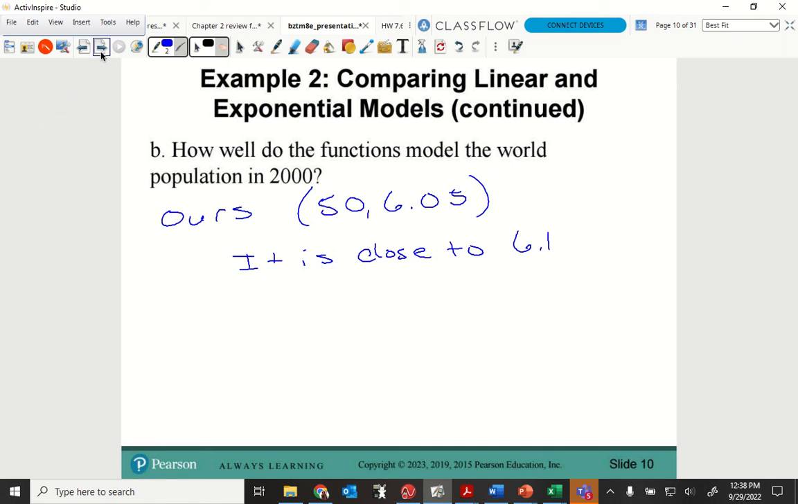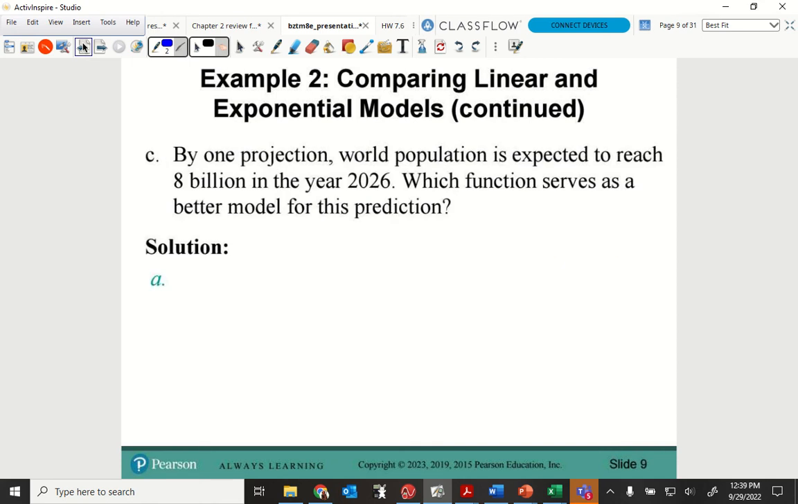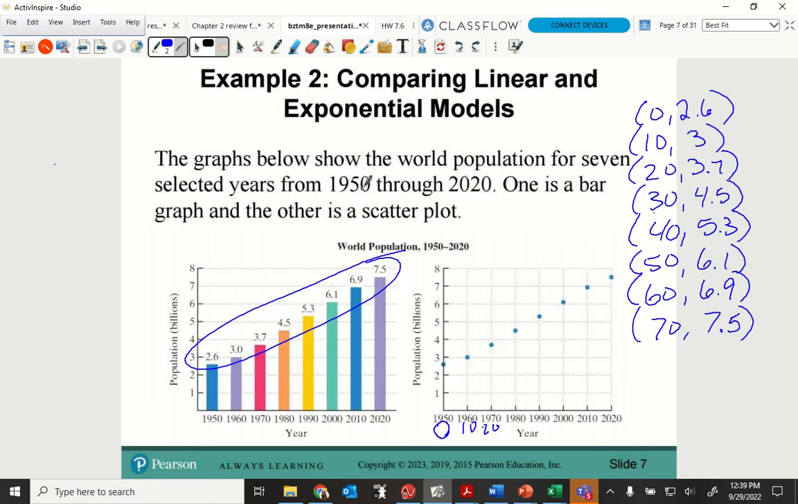And part C. Part C says, by one projection, world population is expected to reach 8 billion by 2026. Which function serves as a better model for this prediction? All right, so 8 billion in 2026. Let's try and figure out what x value 2026 should be. Let's look at my graph. What is 2020 here? It's 70, right? So what do you think 2026 would be? 76. Yes. So that's what I'm going to be looking for there.